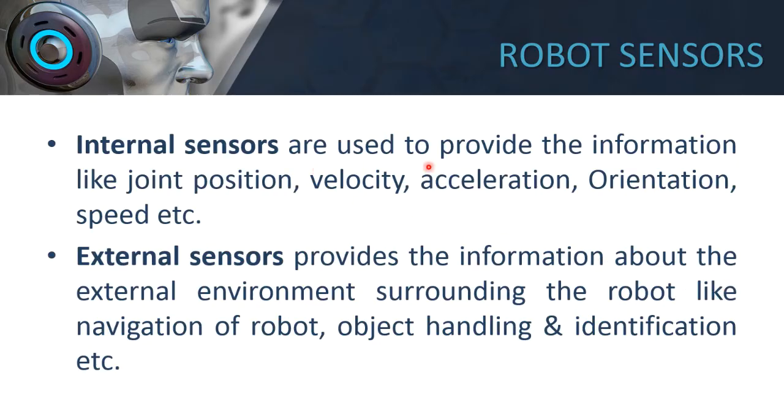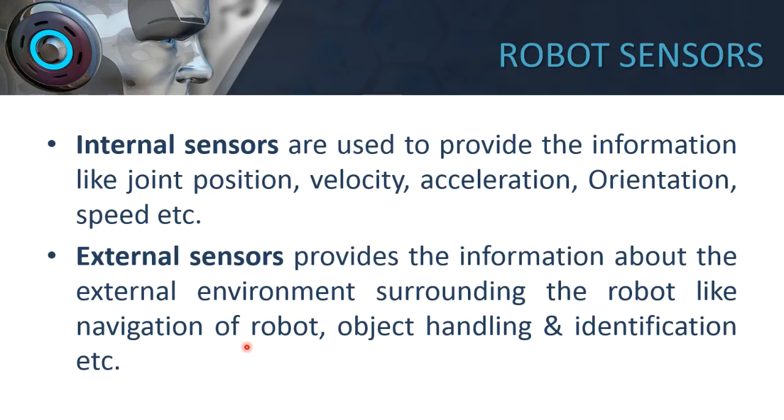Generally, internal sensors provide information like joint position, velocity, acceleration, orientation, and speed. External sensors provide information about the external environment surrounding the robot, like navigation of the robot. You have to navigate the robot in a proper direction. The direction you might have already predefined. Say for example, in an industry, an automated guided vehicle is a robot, and you have not installed a sensor to navigate it. Even though you have predefined the path, if the vehicle has to avoid whatever obstructions are present, it needs to sense something.